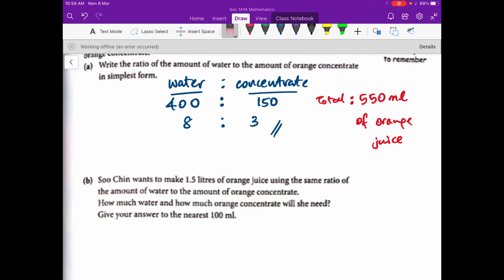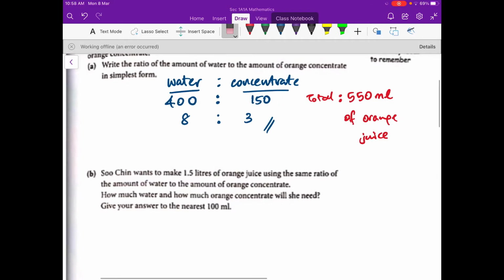Then what about to the total? What is the ratio? What is the number of units representing total? Is it going to be 8 only, or 3, or more? 8 plus 3 is going to be 11. Because if you have 8 parts water, 3 parts concentrate, you must have 11 parts orange juice.